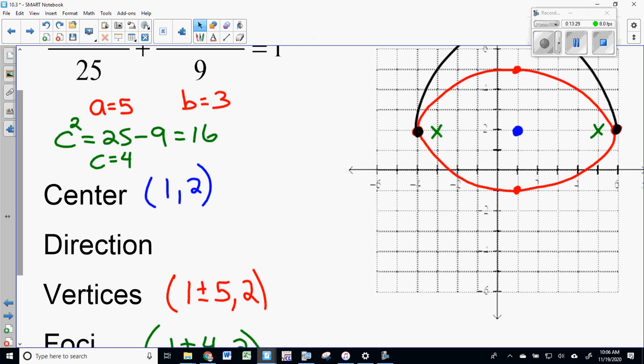So we have these formulas, but really it's about going to the center, looking at what's under the x, looking at what's under the y, and you move this way, you move that way to get your answer. All right, let's try another one.